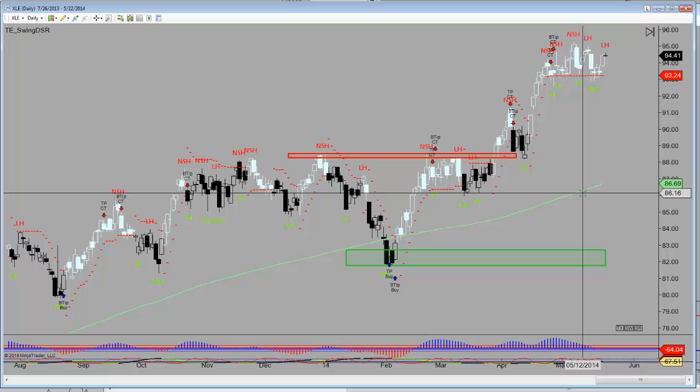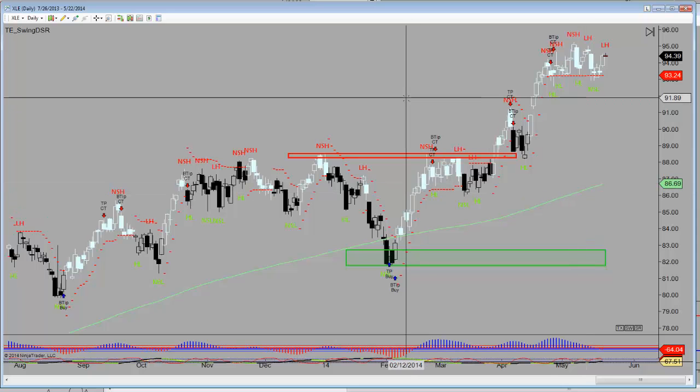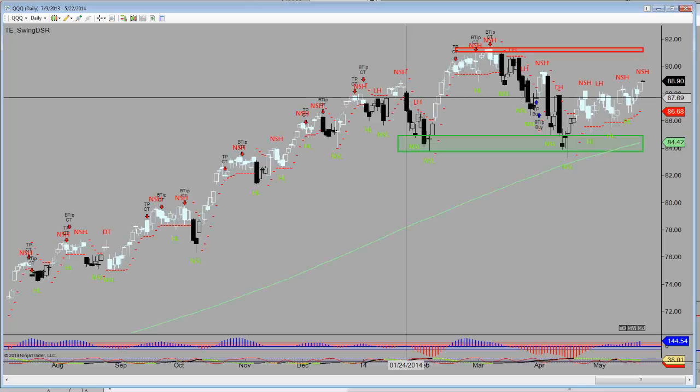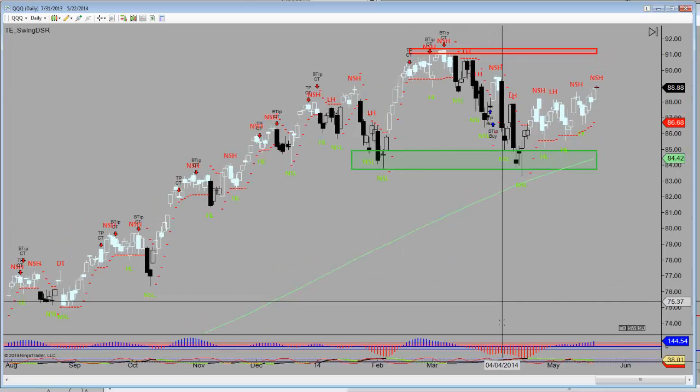Let the balance run. Yeah, question, can you use these on QQQs? No problem. And again, this is for those of you that are swing traders. Now here's a great example.